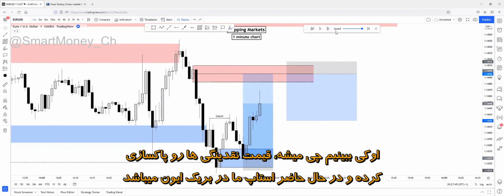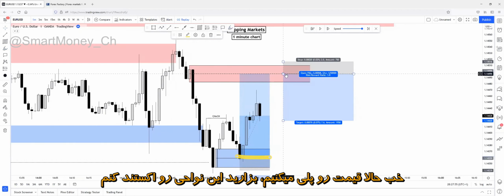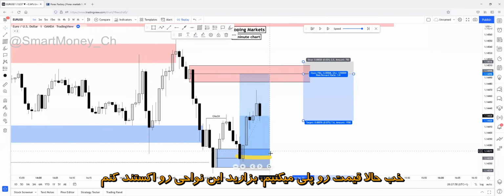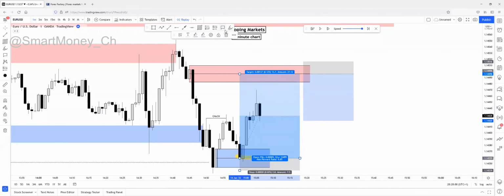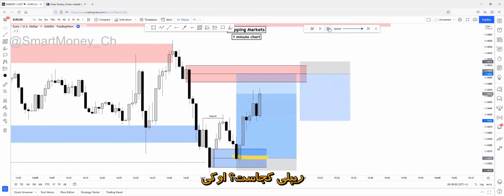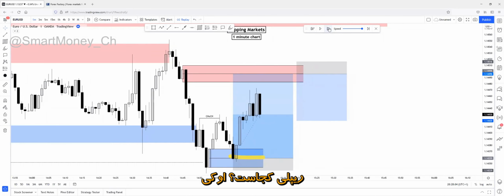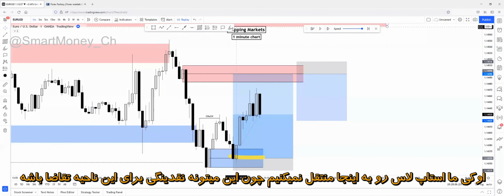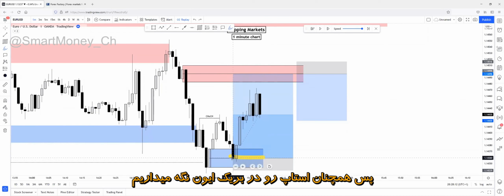Price actually swept the liquidity, and right now our stop loss is in break even at this point. Let's play price forward and just extend these zones. Okay, we are not setting the stop loss to this point because this will be a liquidity build-up for this demand zone. So we are still keeping the stop loss in break even.